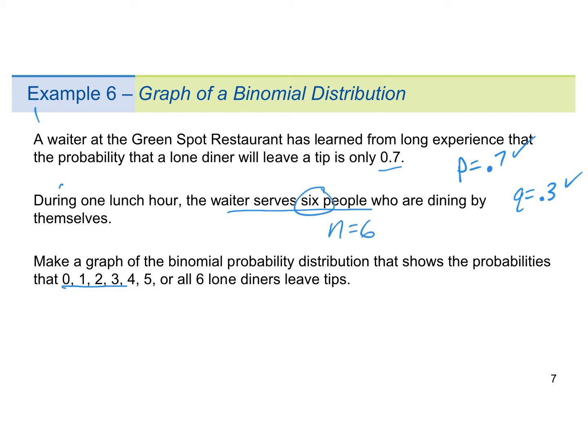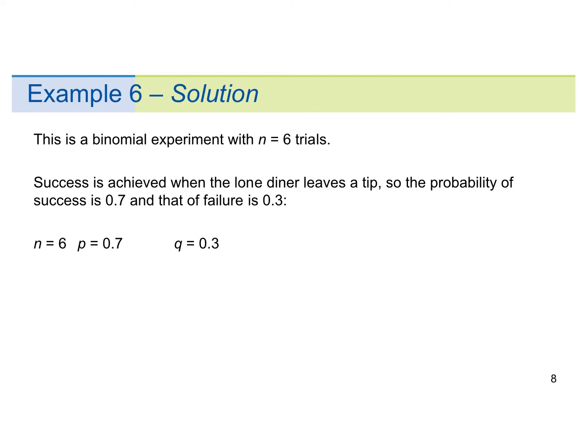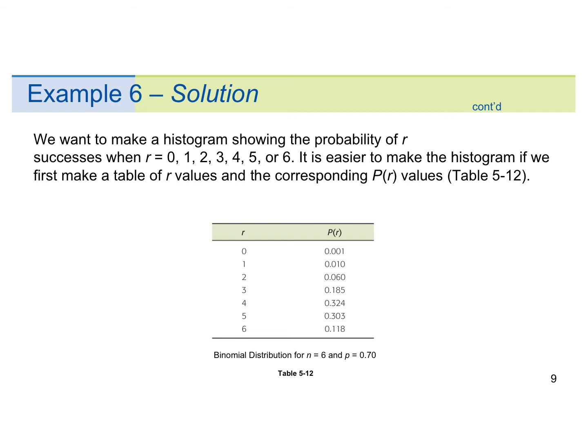What are we going to do? We're going to find all values from 0 people of the 6 leaving tips all the way up to 6 people of the 6 leaving a tip. Let me show you what each of these is, going back to chapter 6.2. Of the 6 people, 0 leave a tip. So that's 0.7, that's your success, to the 0, and there's our failure, all 6 do not leave a tip. When you put that in your calculator, you will get 0.001.